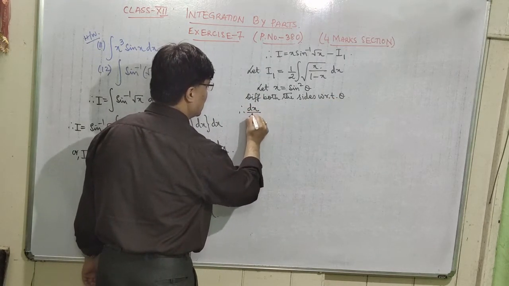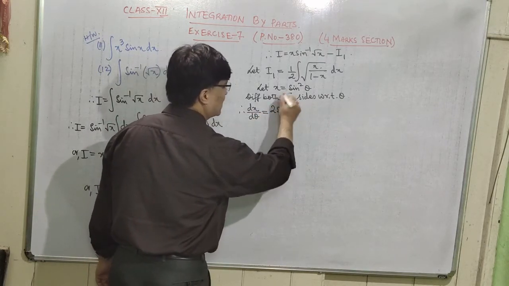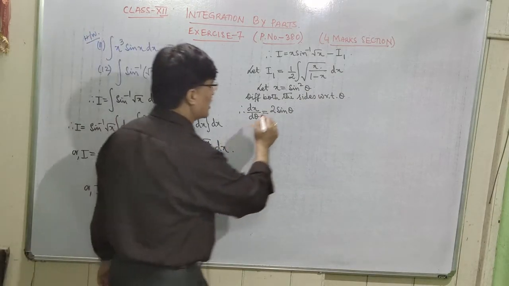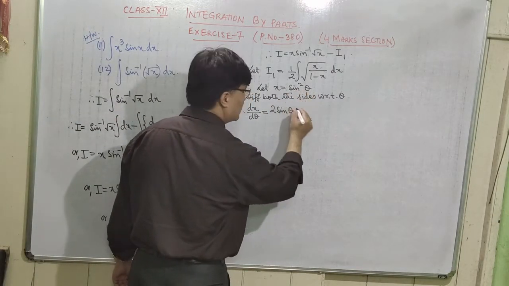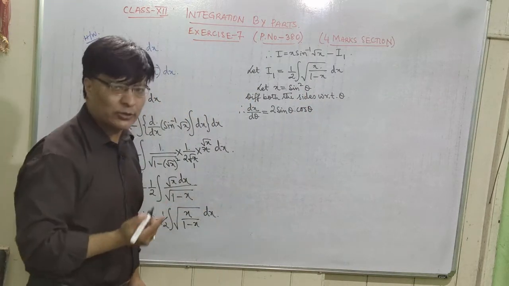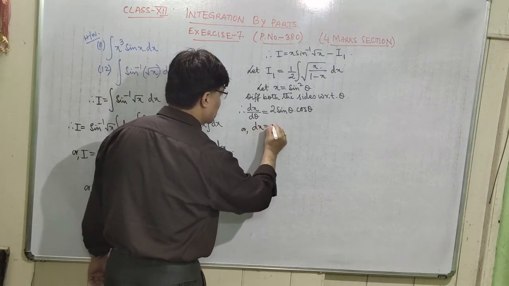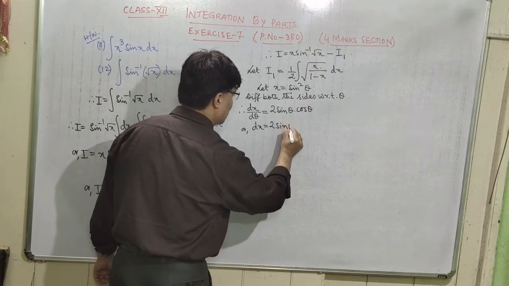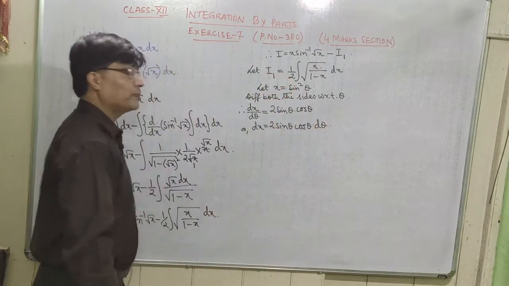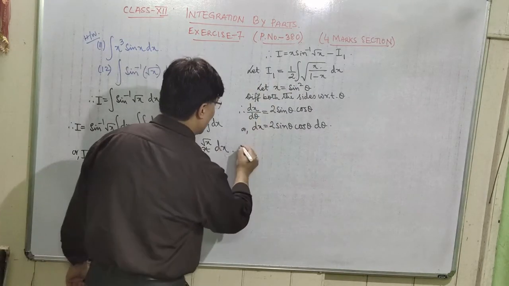Therefore dx by d theta is equal to 2 sine theta, because it is in the form x square. What is the differentiation of x square? 2x. So it is 2 sine theta. Again you have to differentiate sine theta with respect to theta. So what is the differentiation of sine theta with respect to theta? That is your cos theta. Now let us do cross multiplication. dx is equal to 2 sine theta cos theta d theta. Is that understood now? So let us put these values in I1.